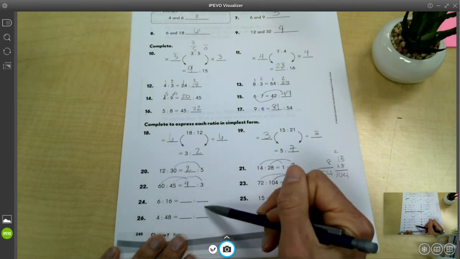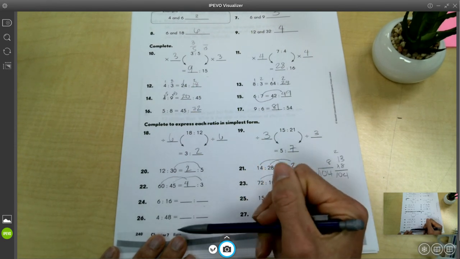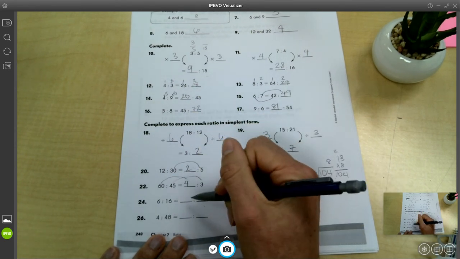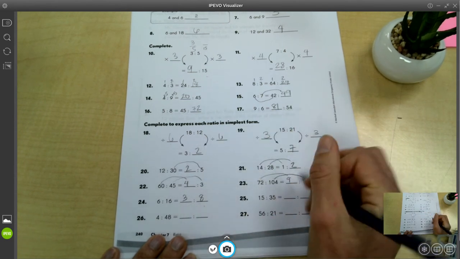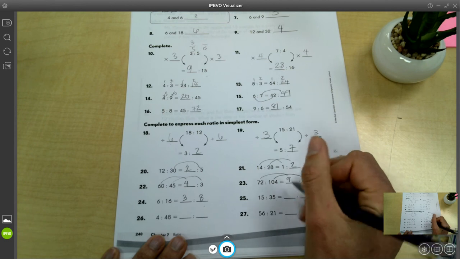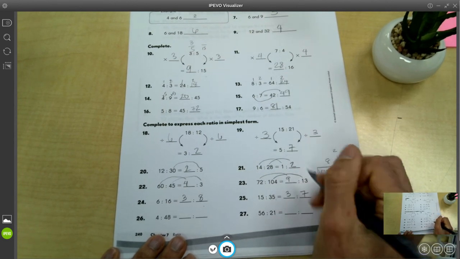All right, over here, I don't have anything. So I'm looking for common factors of 6 and 16. They are both divisible by 2. 6 divided by 2 is 3. 16 divided by 2 is 8. 15 and 35 are both divisible by 5. 15 divided by 5 is 3. 35 divided by 5 is 7.